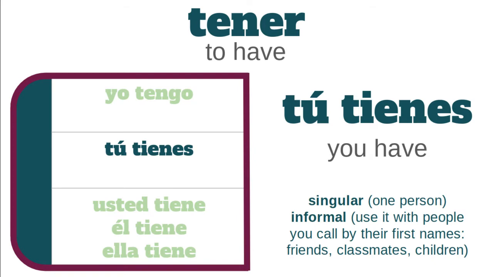Tú tienes. And since Spanish has more than one way to say you, this is the tú form, which tells us that it's singular. We're talking about one person. And it's informal. We'll use it when we're talking about people that we call by their first names, such as friends, classmates, and younger children. Tú tienes.